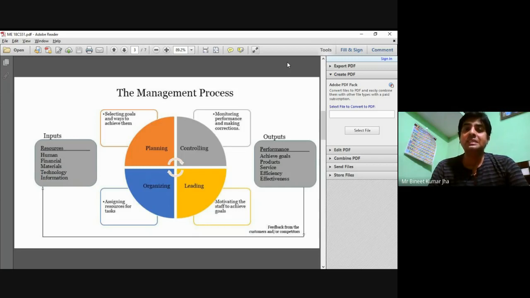This management process is broadly classified into four categories. So we have planning, controlling, leading, and organizing. The first step is called planning. Here you have to set your goals and what you want to achieve as an entrepreneur or as an individual. What is your expectation? What do you want to become after 1 year, 2 years, or 5 years, right? So these goals we have to set well in advance.